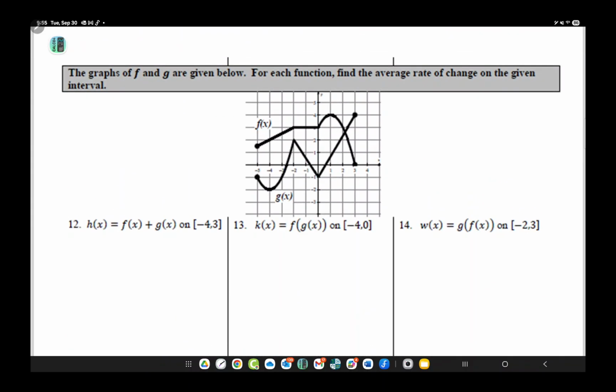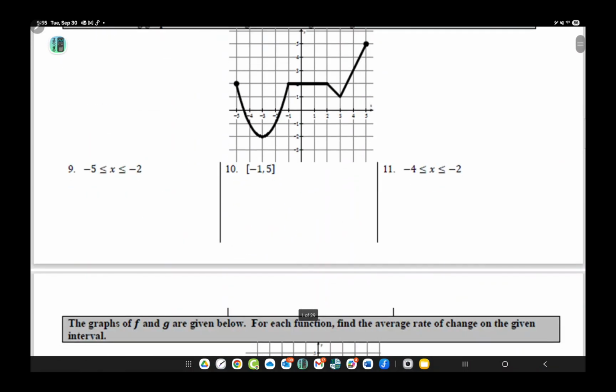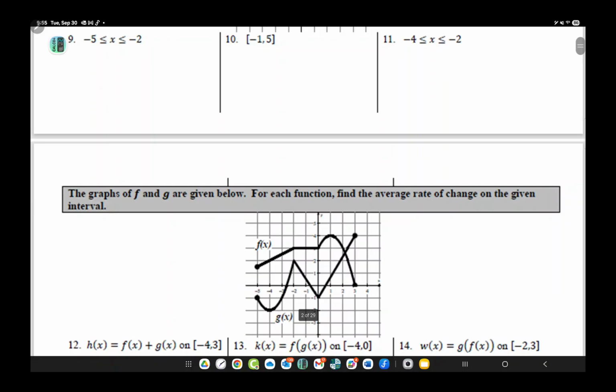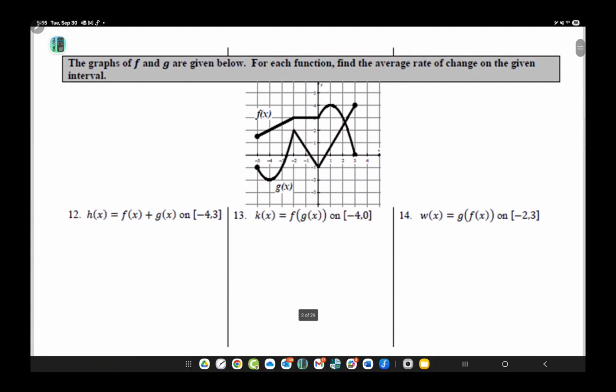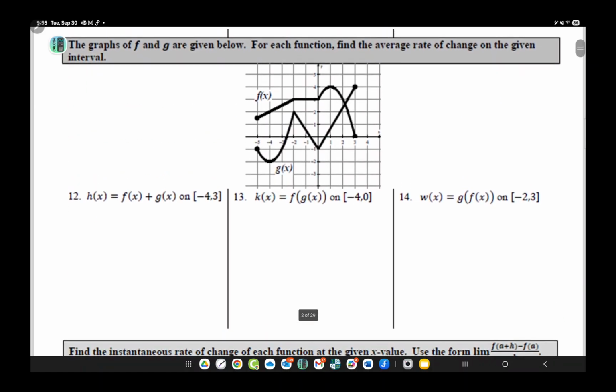This question is in the very first homework, 2.1, 12, 13, 14. Find the average rate of change of something like this. Let's start with that.